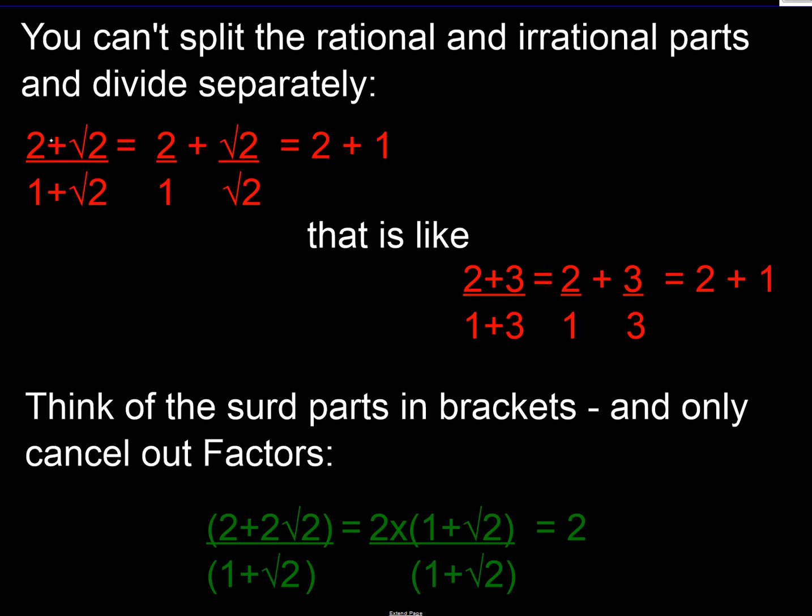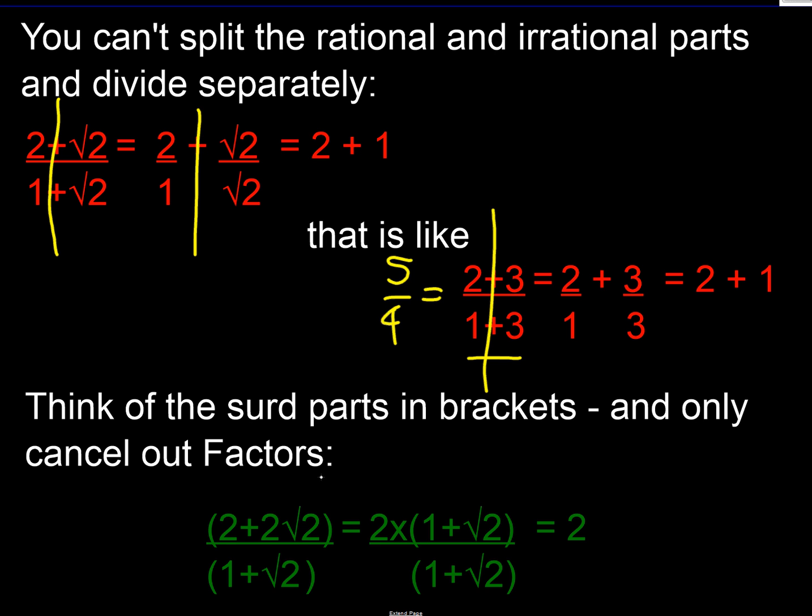Finally, you see people who try and split these up. So here I've got 2 plus root 2 and 1 plus root 2. So they just go, oh, I'll just deal with the rational part 2 over 1 separately from the irrational part root 2 over root 2. And I get 3 again. Yeah, that's the same as we said here, 2 plus 3, 1 plus 3 over here. That's the same as splitting that in half. Well, it isn't, because that's 5 over 4 again, isn't it? We can't split it down there and get 2 over 1 and 3 over 3 and turn it into 3.